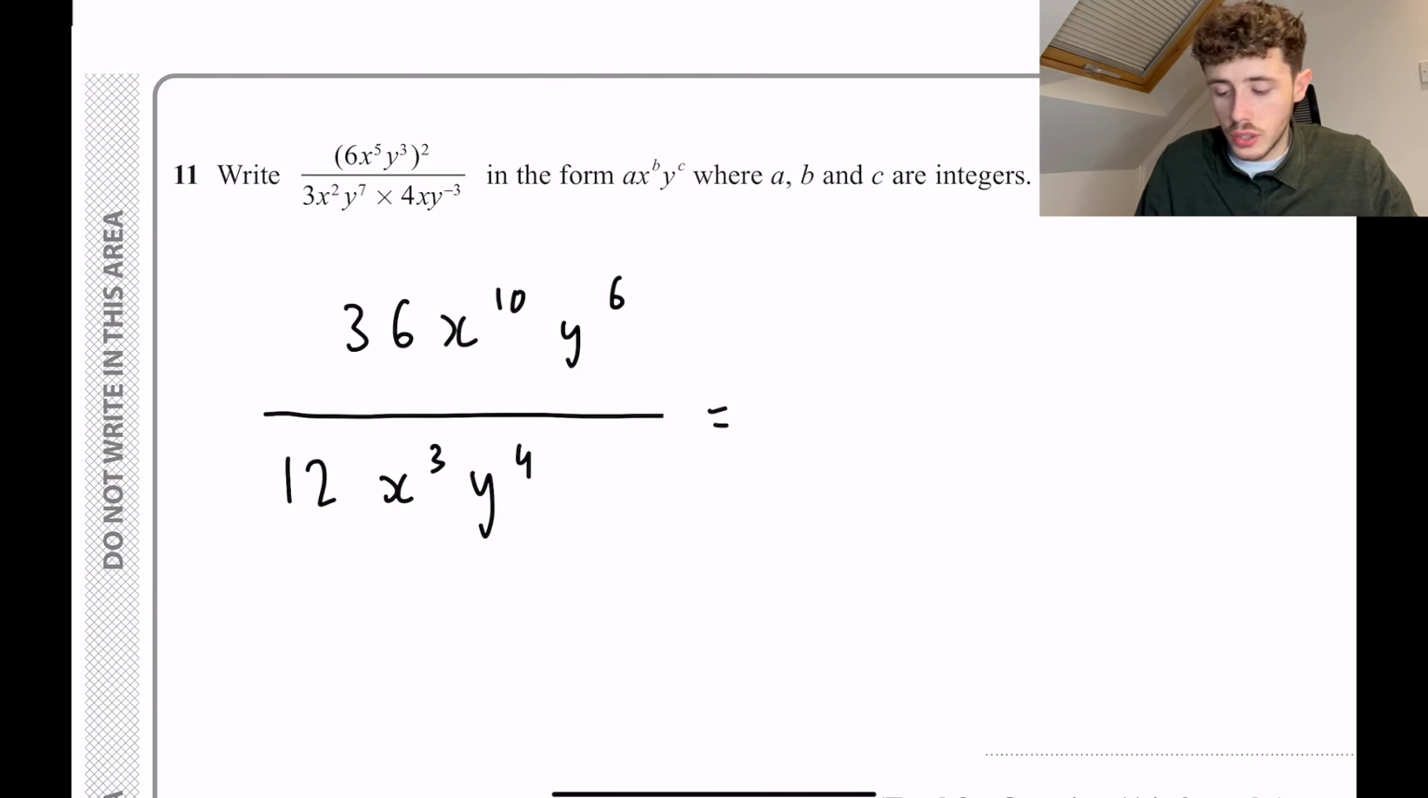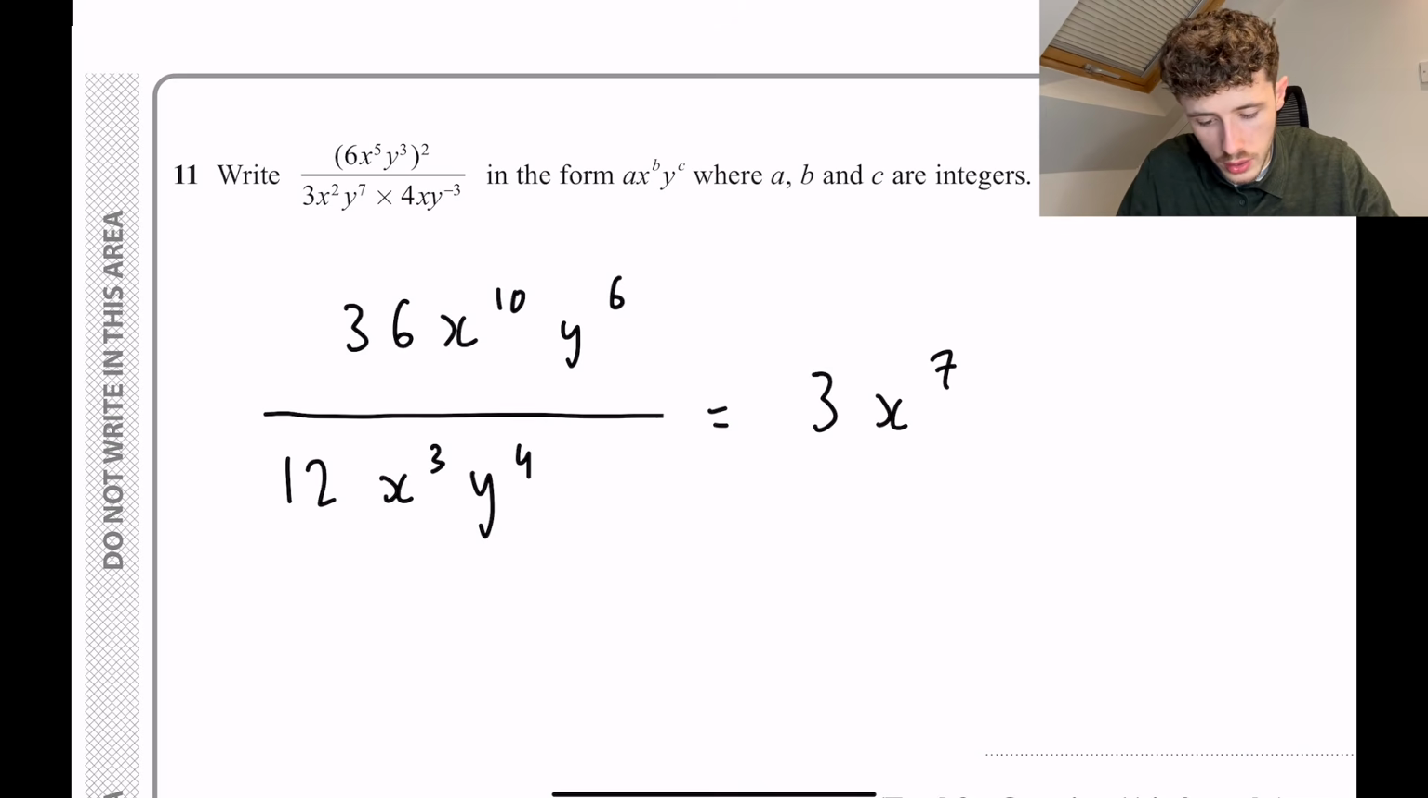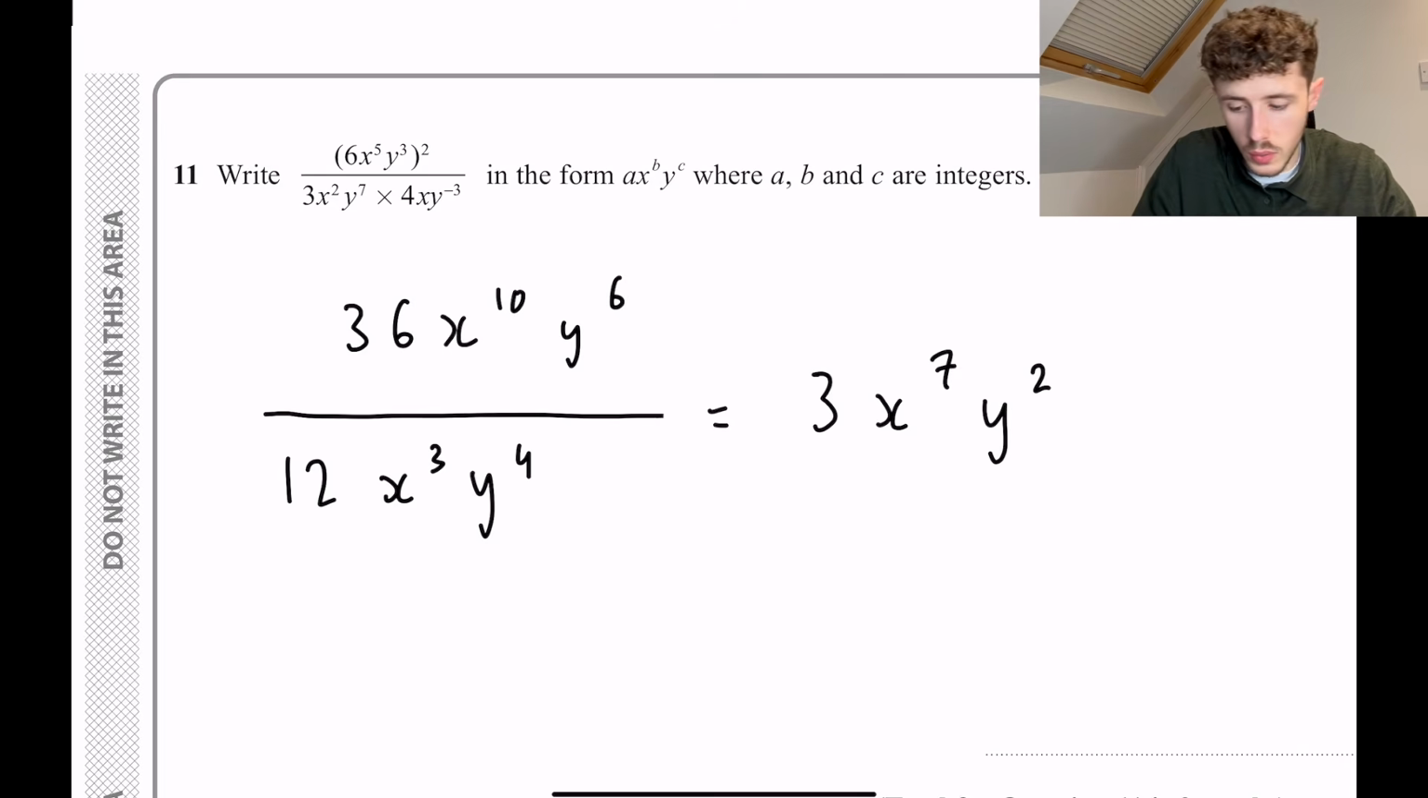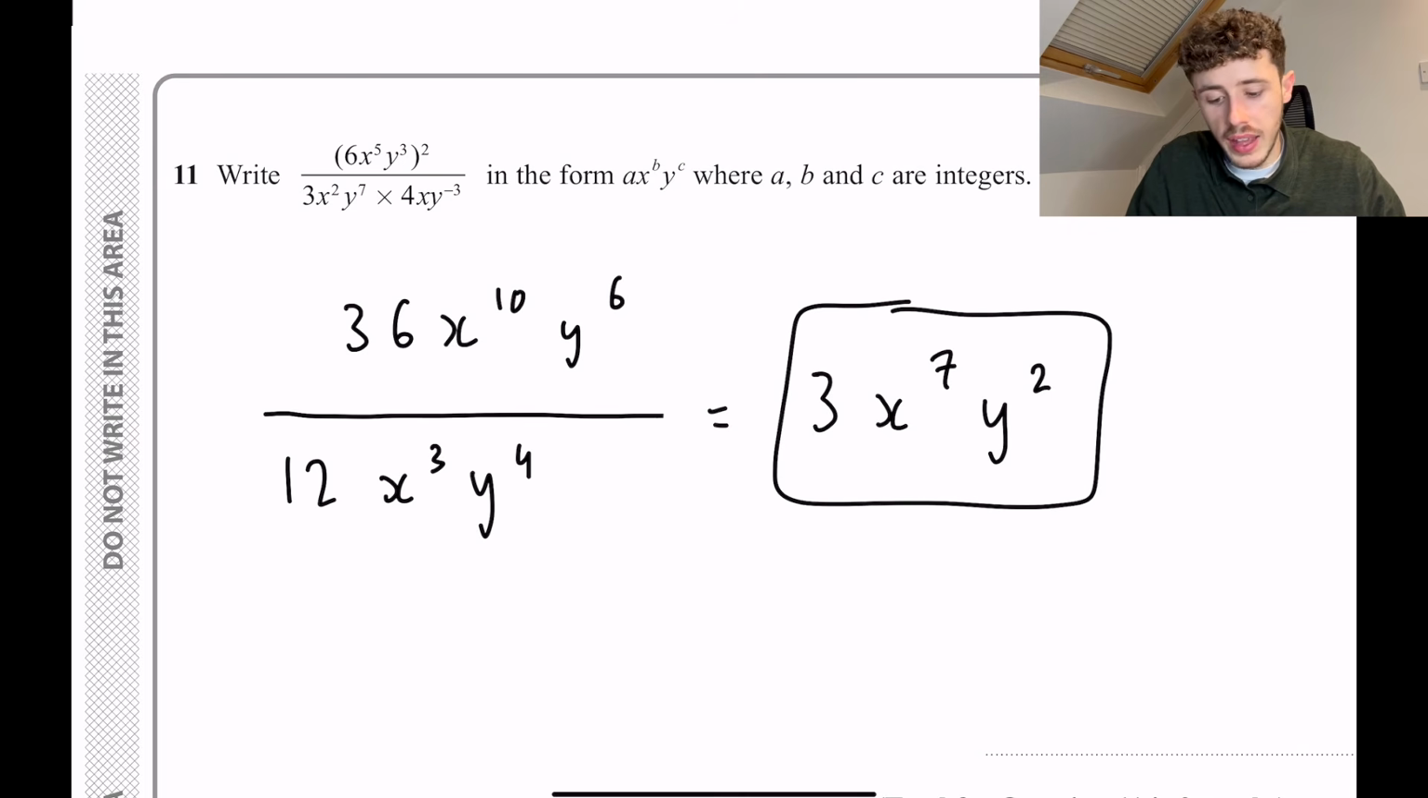And because it's a fraction, we can simplify this down. 36 divided by 12 is 3. x to the 10 divided by x cubed, we take away the powers, so x to the 7, and then y to the 6 divided by y to the 4, same concept, take away the powers, y squared. There is your answer where a is 3, b is 7, and c is 2.